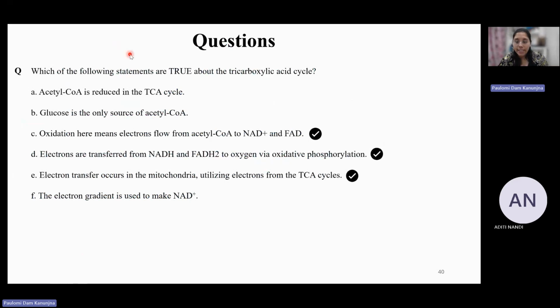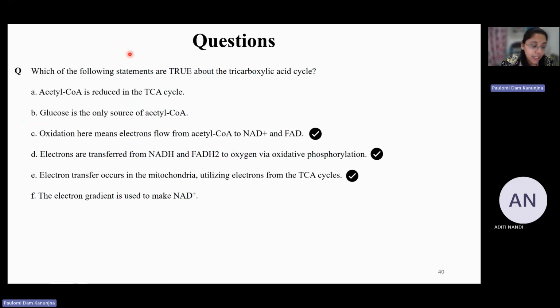D says electrons are transferred from NADH and FADH to oxygen via oxidative phosphorylation. We did not do it yet, but this is correct. We will do this in later classes where we look into the electron transport chain and see how that reduces oxygen to give water. Next, E, electron transfer occurs in mitochondria, which is correct. So the ETC happens in mitochondria.